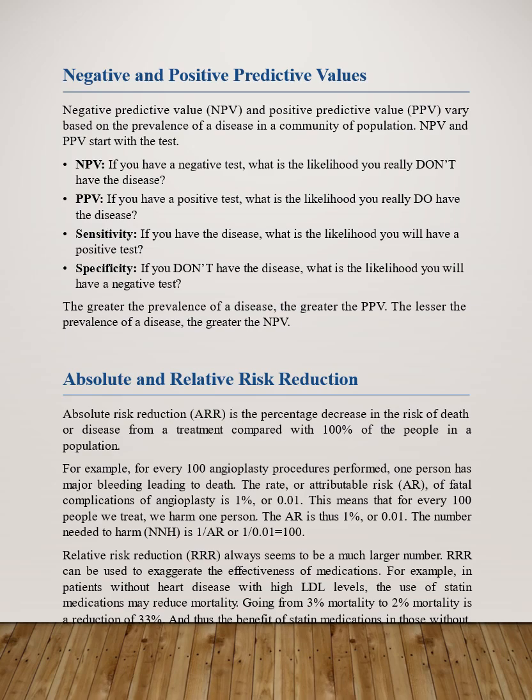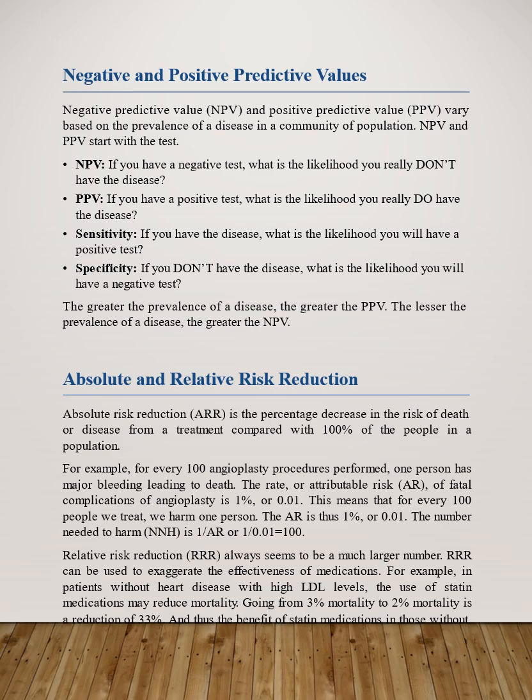Let's discuss absolute and relative risk reduction. ARR, or absolute risk reduction, is the percentage decrease of the risk of death and disease from a treatment compared with 100% of the people in a population. Example: every 100 angioplasty procedures performed, one person has major bleeding leading to death. The attributable risk of fatal complication of angioplasty is 1%, or 0.01. It means that every 100 people we treat, we harm one person. AR is 1%, or 0.01.